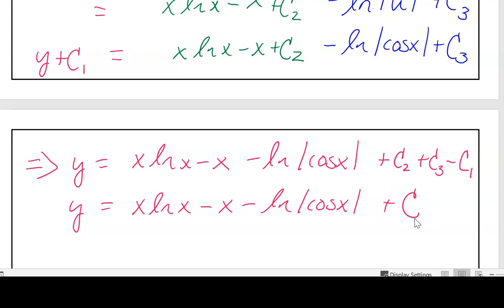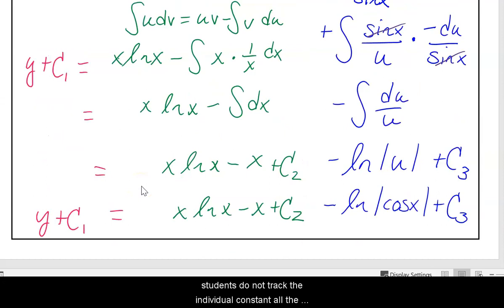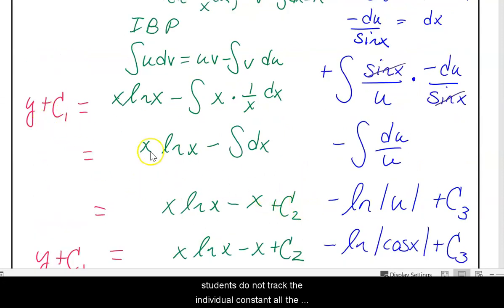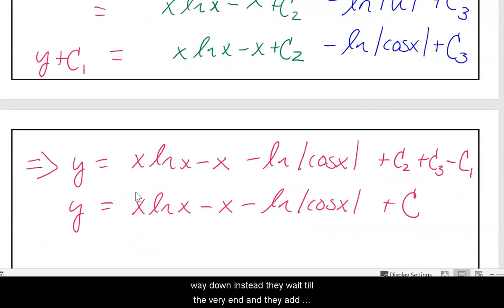What typically happens is that mathematicians and students do not track the individual constants all the way down. Instead, they wait to the very end and add the plus c at the end. However, it is truly important that you not leave off the plus c. The general solution is a family of curves that will solve the differential equation, but there are infinitely many possibilities. The plus c is a huge part of the solution, and if you leave it off, you're going to lose major points.